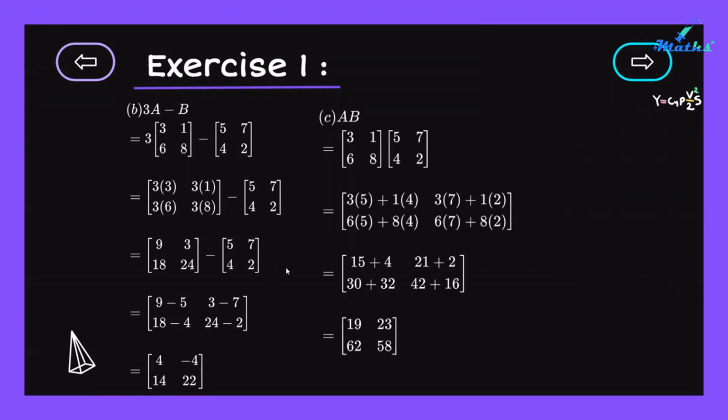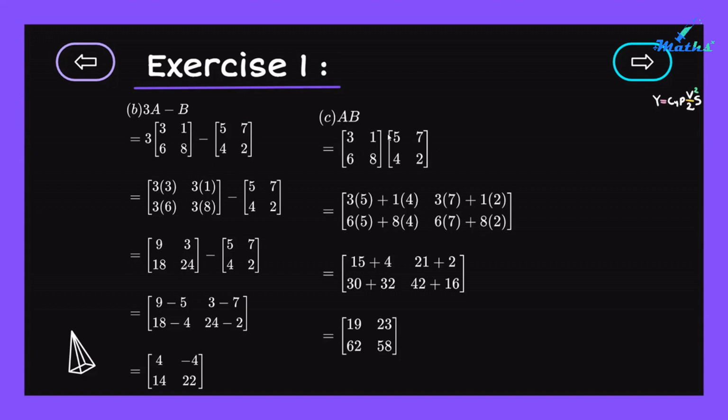And C is multiplication, which is A and B. So we just take matrix A and B and multiply together. So this is 2 times 2, 2 rows, 2 columns, and this is also 2 rows, 2 columns. So we end up with a 2 times 2 matrix, so it's 2 rows, 2 columns.